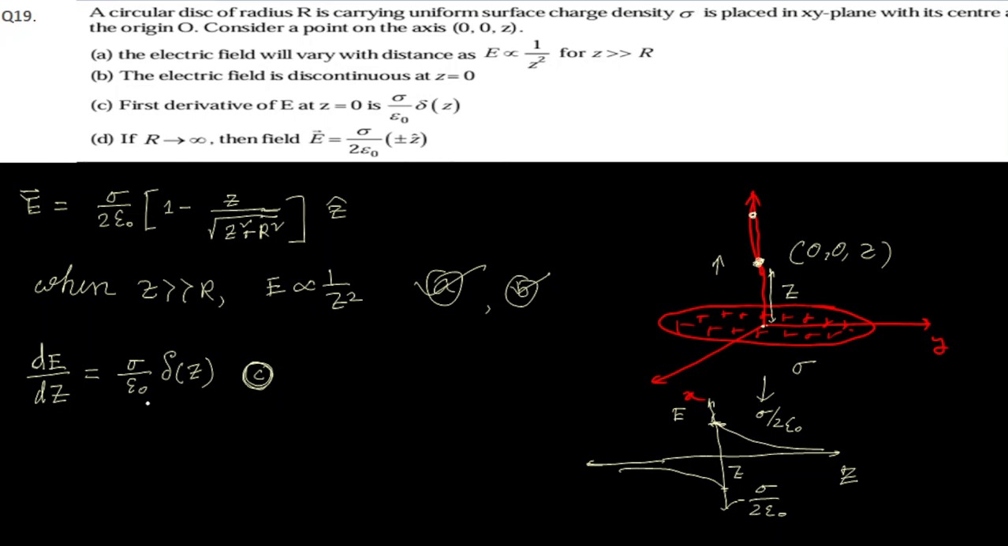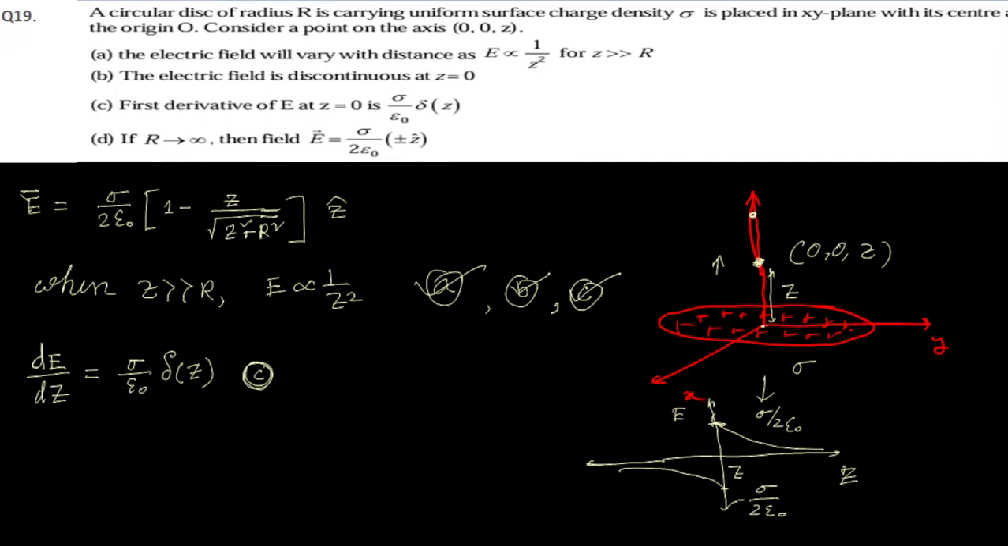Okay, so if any function has a finite amount of discontinuity at any point, then the first derivative of this function at this point will be the amount of discontinuity into the Dirac delta function. So in this case, the amount of discontinuity is sigma by epsilon naught, and the Dirac delta function at z equals 0. So option C is also correct.